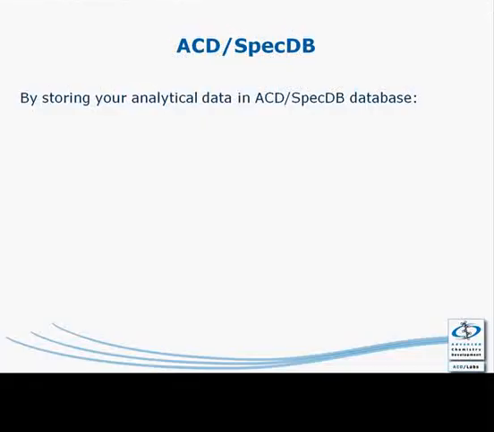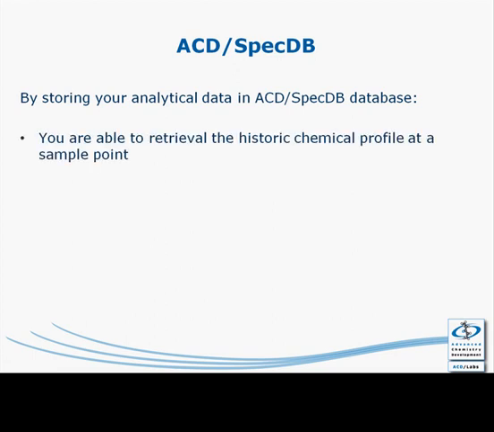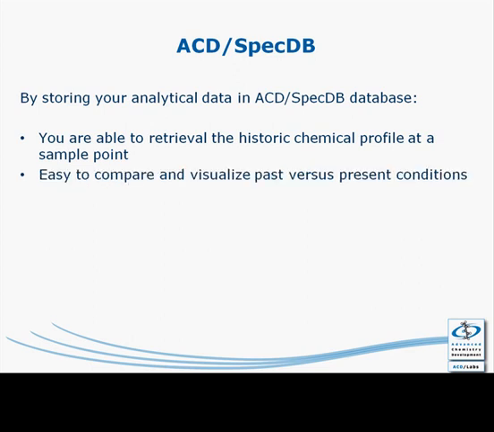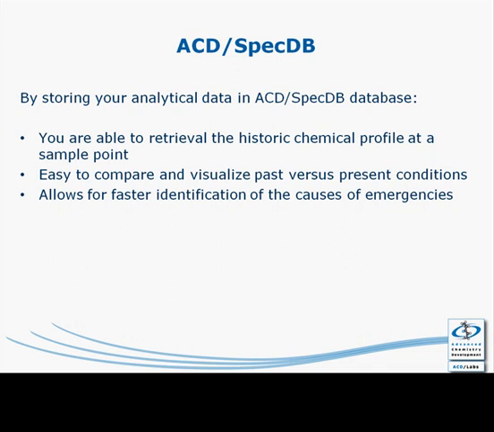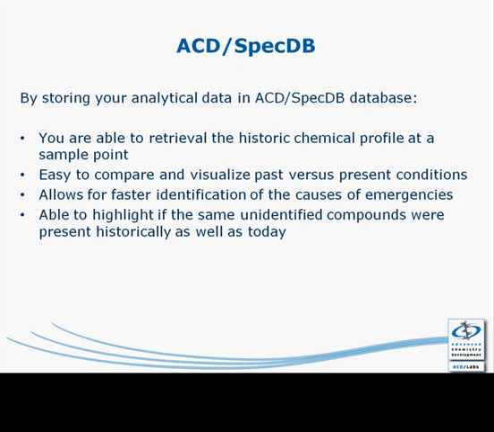By storing your analytical data in ACD's SpecDB database, you'll be able to retrieve the historical chemical profile at any sample point. It will become easy to compare and visualize past versus present conditions. It will allow for faster identification of the causes of emergencies. You'll be able to highlight if the same unidentified compounds were present historically as well as today, reducing the need for total elucidation. The software will also facilitate preventative action.